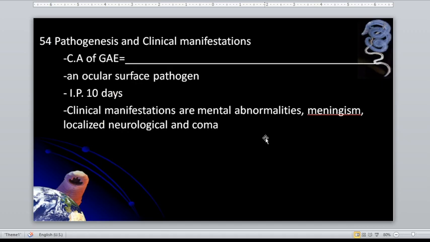Okay, so pathogenesis and clinical manifestation. Again, the Acanthamoeba species are the causative agent for granulomatous amoebic encephalitis. So, skin lesions are an important diagnostic feature of this infection. This is an ocular surface pathogen. Okay, this is for the amoebic keratitis. It has an incubation period of 10 days. And clinical manifestations are mental abnormalities, meningism, localized neurological signs, as well as coma.